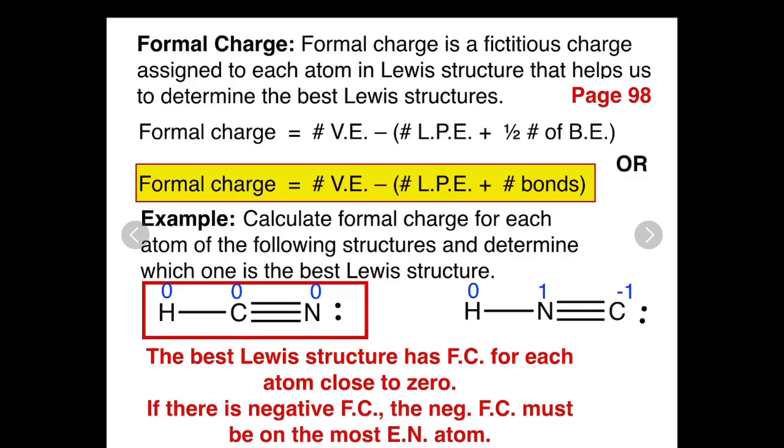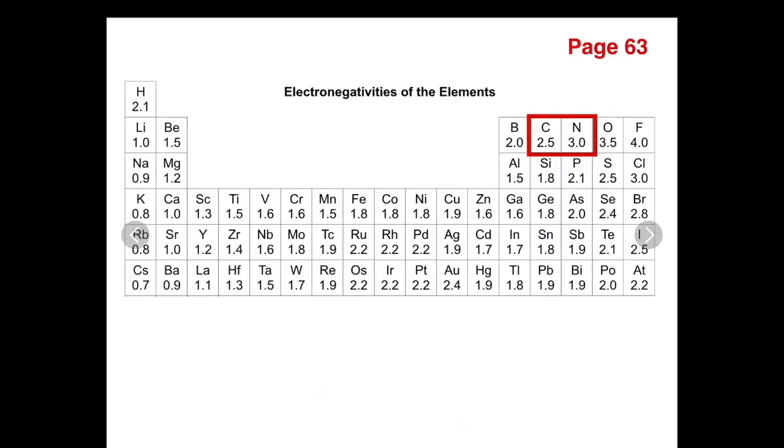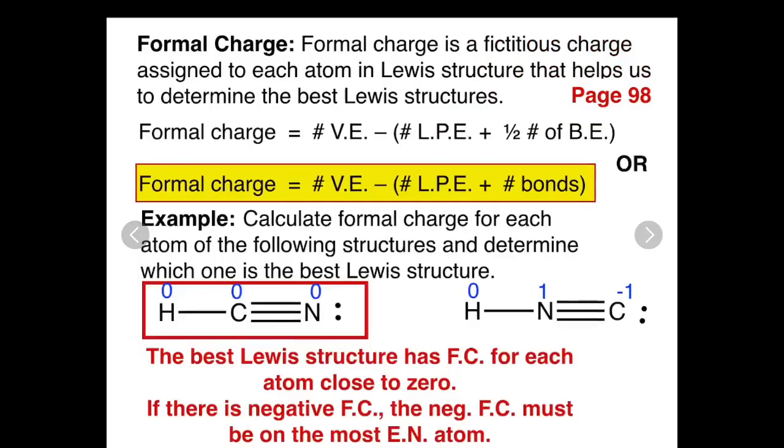This is the reason why, when you have different elements in a molecule, you most likely put the element that has the least electronegativity value in the middle. The reason for that is that it makes the formal charge the lowest. So that's why this one is better.